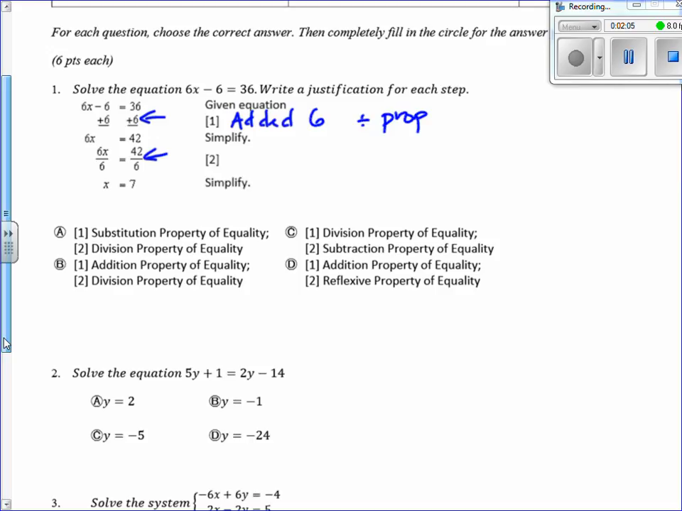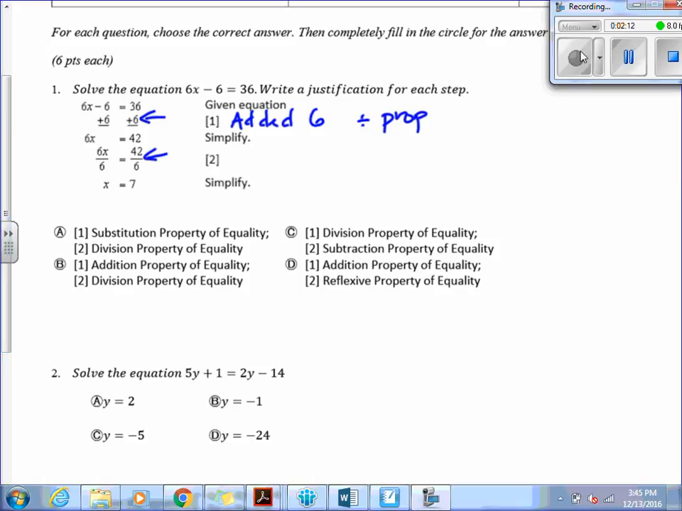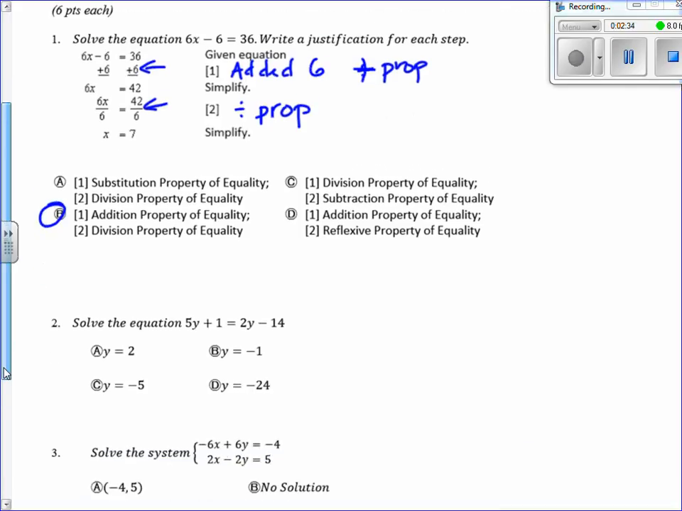And then here at this line, what were we doing? We divided both sides by 2. And, all right, so we're dividing both sides by 6. And so that is the division property. I'm sorry, and I see I wrote this wrong. I should have written addition property here. My apologies. So number 1 should be addition property, and number 2 is division. That leaves us B for the answer. Let's look at the next problem.